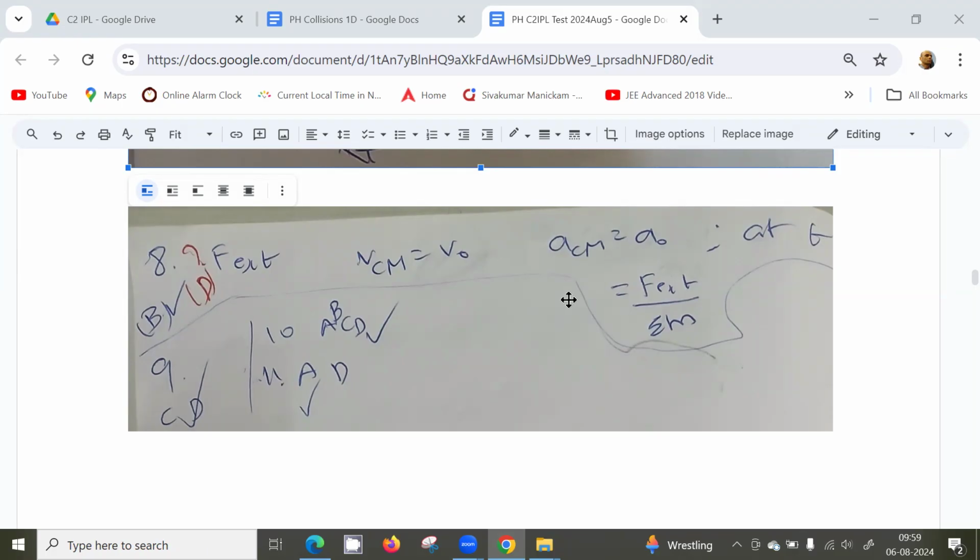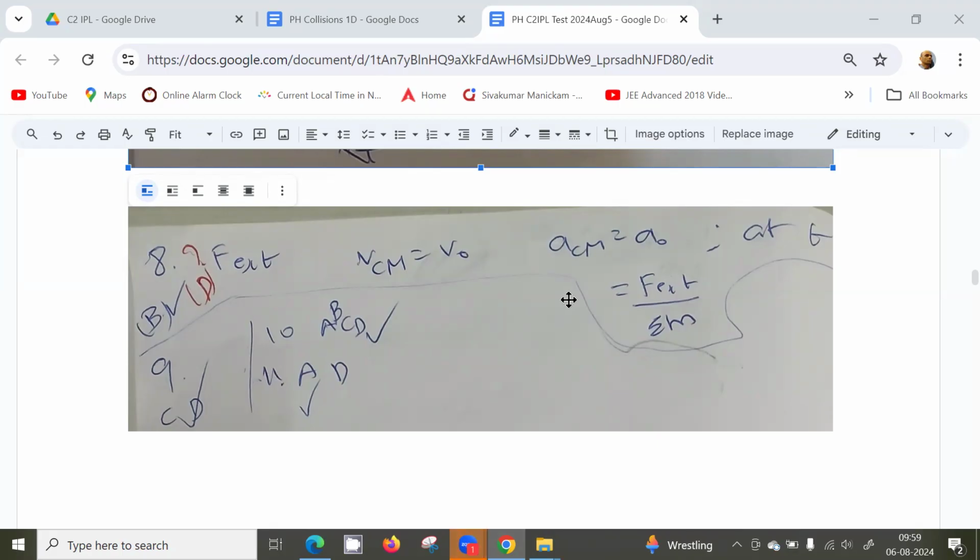Maybe option D is A not equal to 0 and B not equal to 0. Option B says B naught is 0, the center of mass is not moving. Once acceleration is there, center of mass will move. But at a given instant, it can be 0. At a particular instant of time.